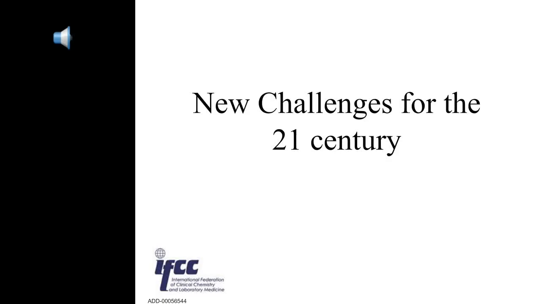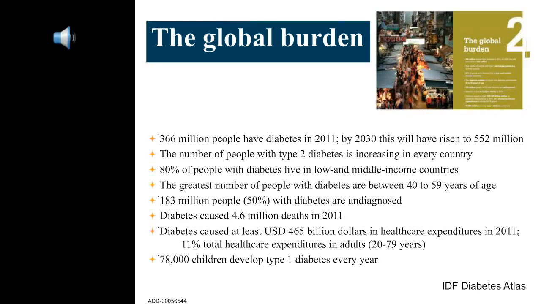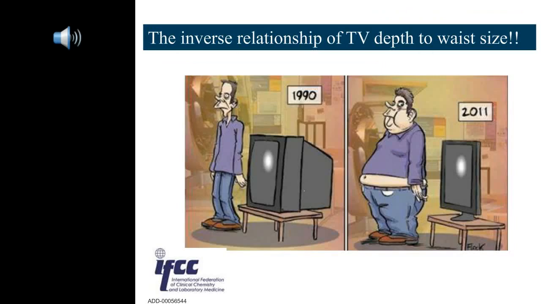So what are the challenges we now face for the new century? Well, the early diagnosis of type 2 diabetes is by far the greatest challenge we have. Around the world now, there are over 360 million people who have diabetes, but by 2030, this number will have risen dramatically to over 550 million people. And possibly the most worrying thing is that over half the patients with diabetes will go undiagnosed unless we can go out and look for these patients.